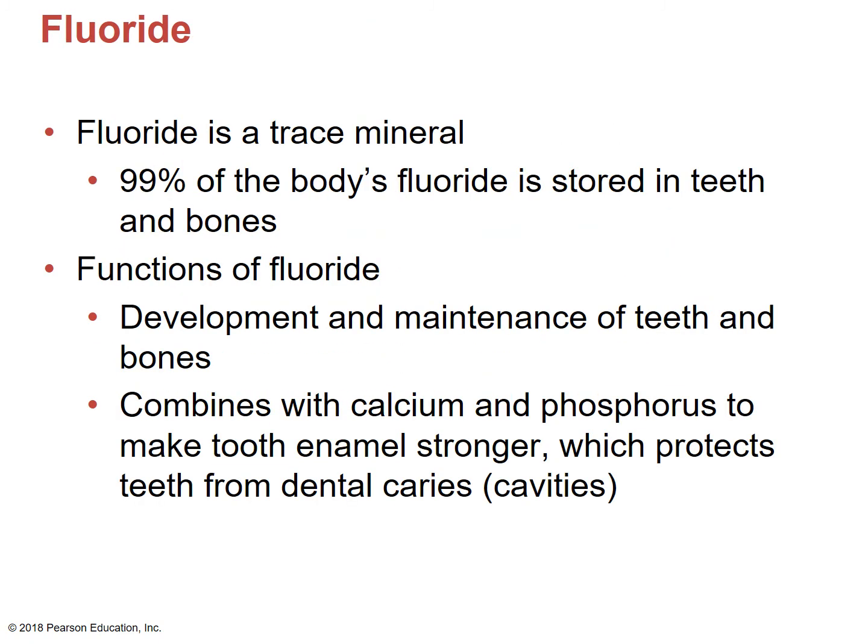Fluoride is found in teeth and bones. It's a trace mineral, and it's the ion form of the element fluorine. About 99% of fluoride in our body is stored in our teeth and bones. During the development of the baby and permanent teeth, fluoride combines with calcium and phosphorus to form fluorohydroxyapatite, which is more resistant to destruction by acids and bacteria than is hydroxyapatite.